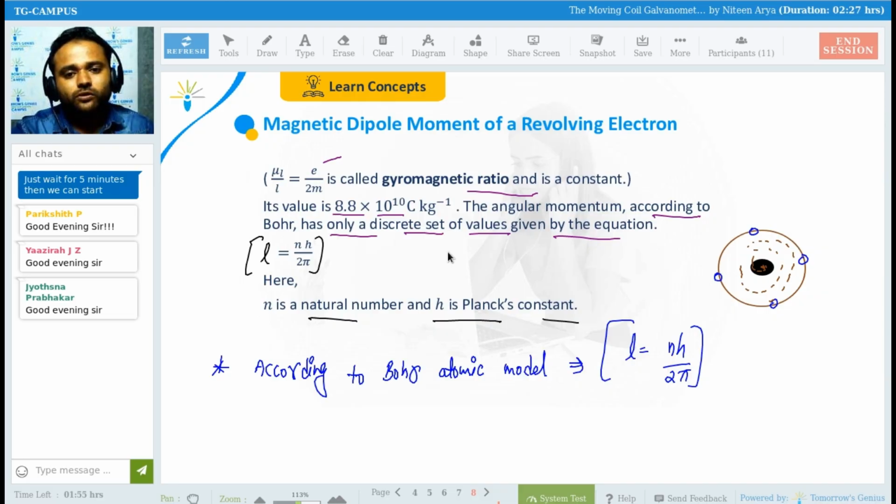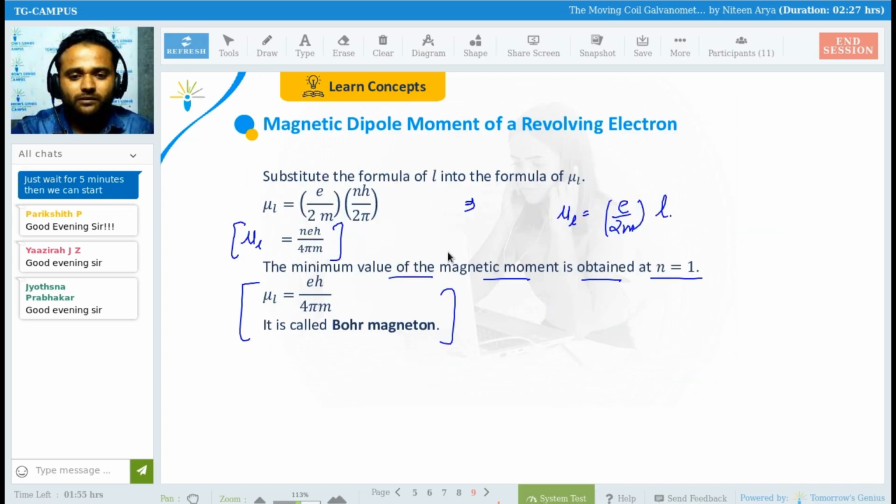According to the Bohr model, Bohr has only a discrete set of values of n. What is the meaning of that? These electrons cannot revolve in any arbitrary orbit, but they can revolve only in certain specific orbits. These orbits are defined on the basis of the angular momentum, which is nh upon 2 pi, where n is the principal quantum number. So putting L equals to nh upon 2 pi, we have the minimum value of magnetic moment obtained whenever an electron is revolving in an atom, and that is known as Bohr magneton.